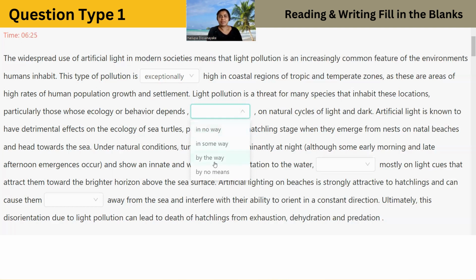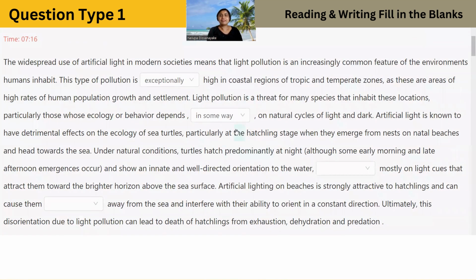The other option is by the way. By the way, we normally use when you introduce a new topic. For example, you can say, I think we have discussed most of everything. By the way, what time is it now? So we are introducing a new specific topic, and in such situations you can use the words by the way. By no means means it doesn't happen, it doesn't include. But in this situation, we have to say in some way. In some way is the most suitable answer here.